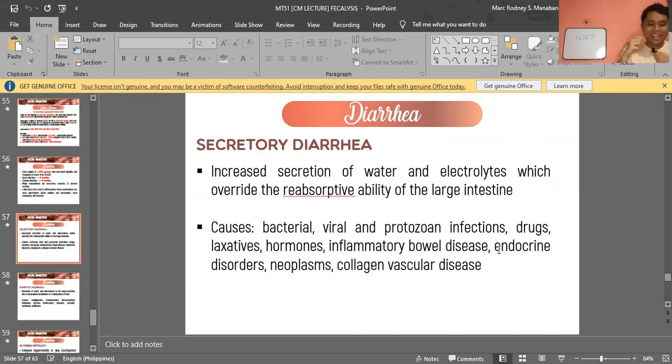All right. So that's for secretory diarrhea, no? So these substances, they force or they increase the secretion of water and electrolytes into the intestine, which override the reabsorptive capability. So meaning, sige ra og release og water and electrolytes imong intestine, too much na, dili na ko kaya kay ni over na siya sa akong ability to reabsorb these substances. So iyan ang gipagawas, that's why there's diarrhea.